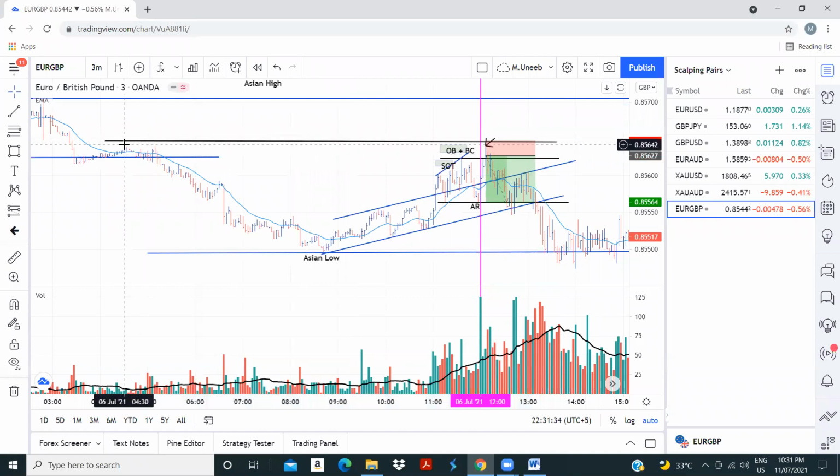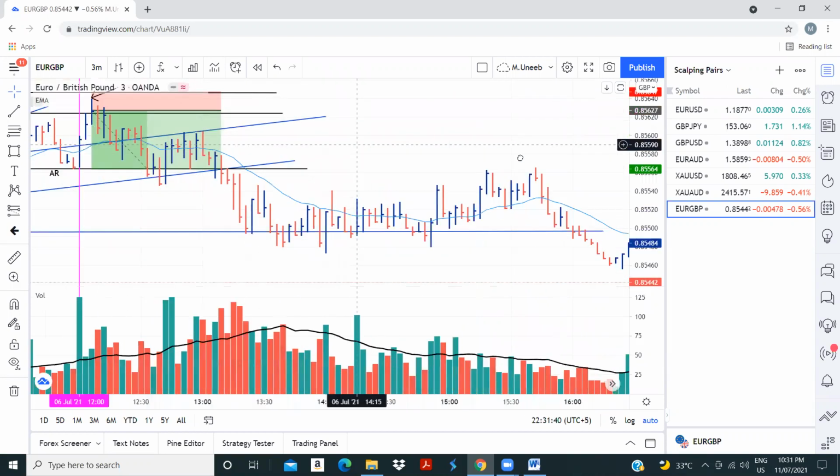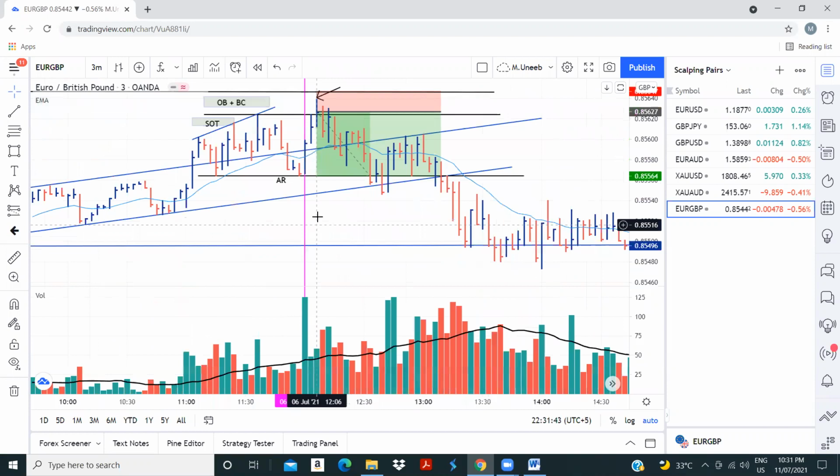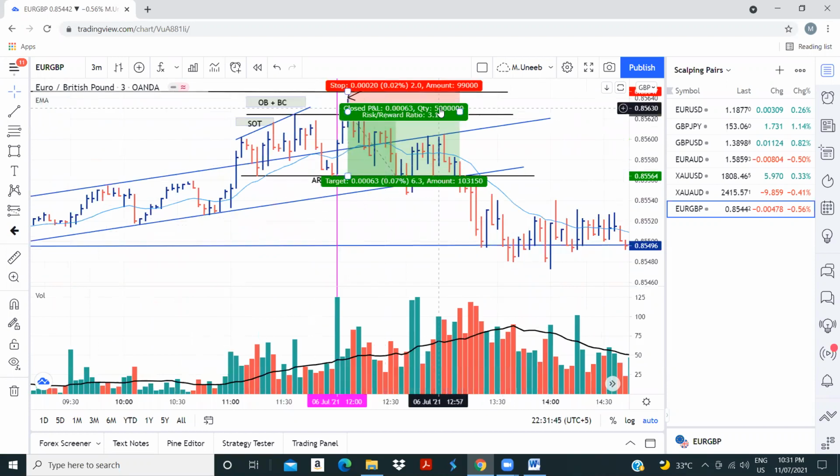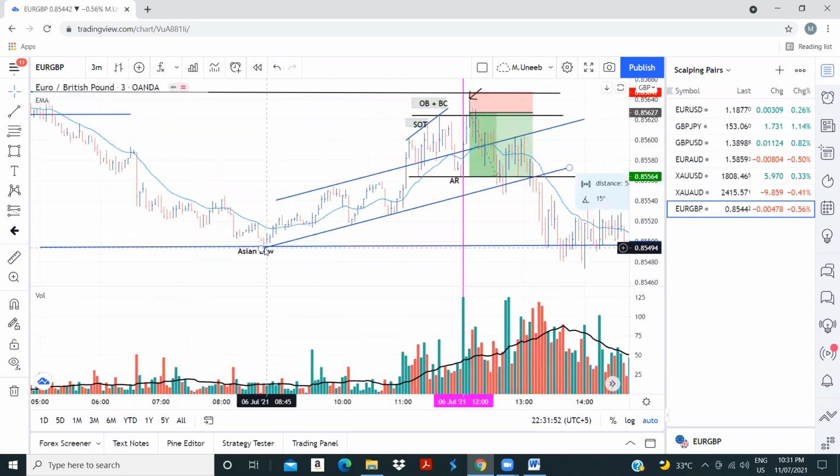Because the market could come to this point and take us out, we need to place the stop loss a little bit higher. Okay, right, that's it. So this is at 3.15. You can do the same. You can close all of the positions, and the rest of the position you can close on the Asian low.